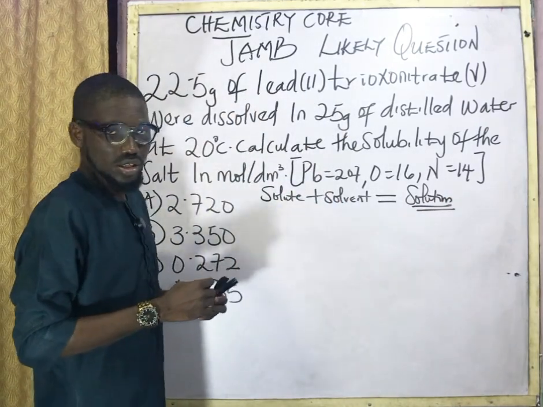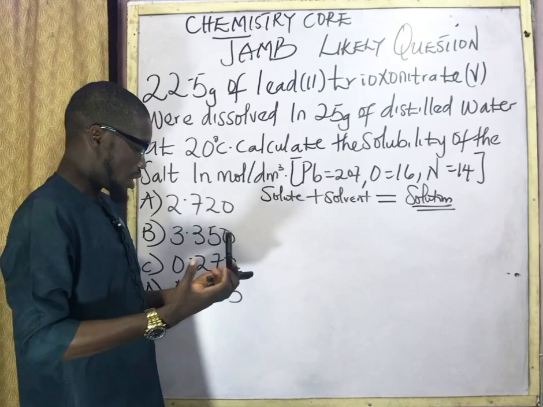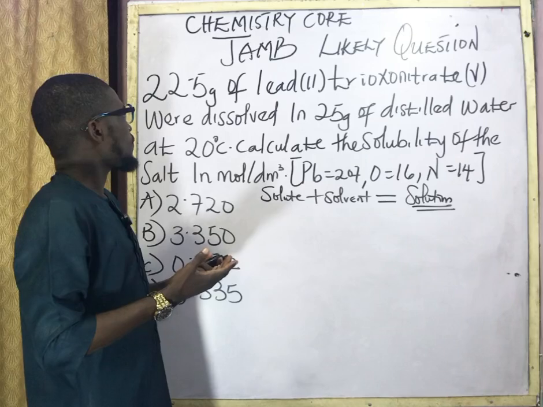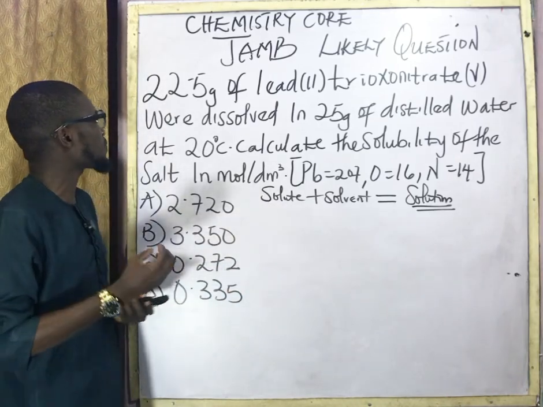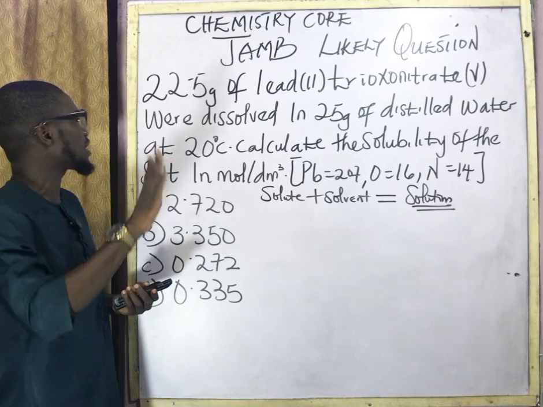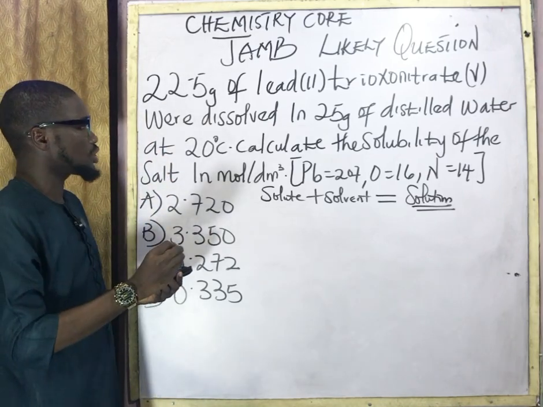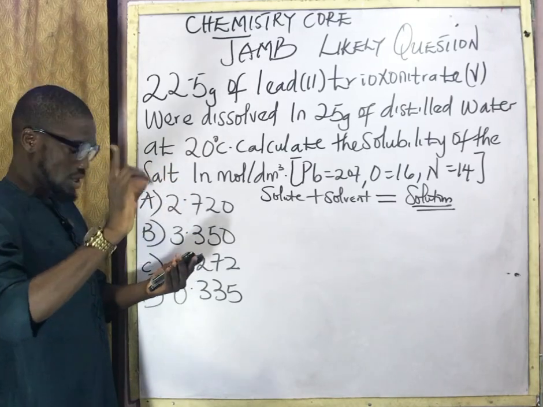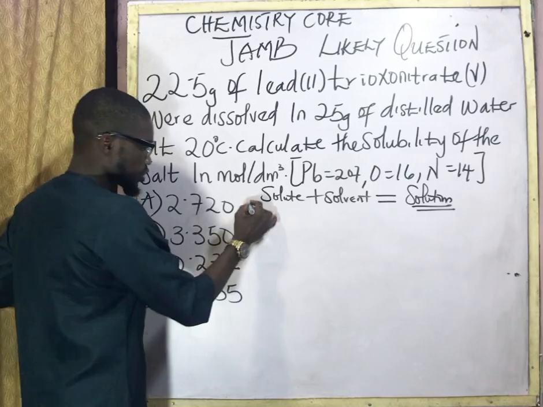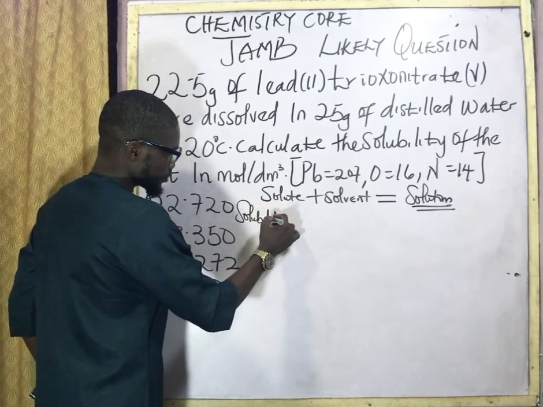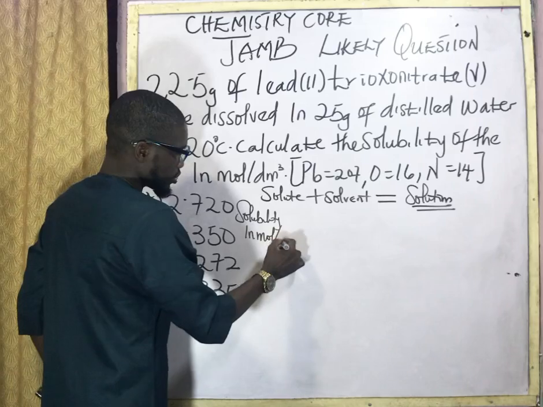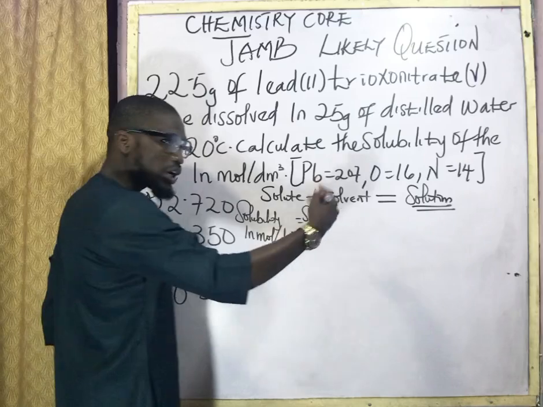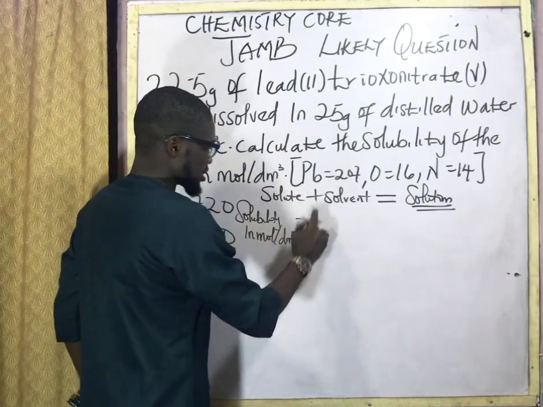So in case you came across this, what is that formula we are going to use in this type of equation? One thing you need to know is that for the fact that we are given 22.5 gram of lead(II) trioxonitrate(V), write out that equation, calculate the molar mass, but before then, we are asked to calculate the solubility in mole per dm cube. So we can say solubility in mole per dm cube. The formula is solute, or you call it mass of solute. So let's make use of that.